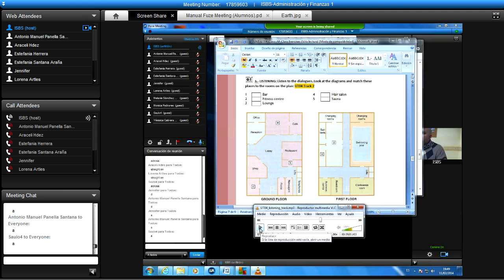4. Excuse me, is this the way to the hair salon? Yes, it is. It's over there behind the hotel shop.